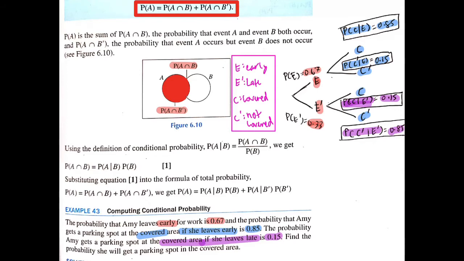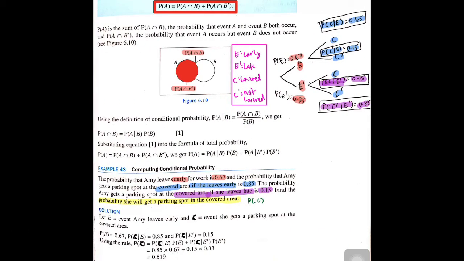Let us read what the question wants. The question wants us to find the probability that she'll get a parking spot at a covered area. So it is clear that the question wants P(C). We have two ways to solve this question. We can use the formula of the law of total probability that we just covered, or we can use the tree diagram. Personally, I like to use the tree diagram because it's easier, but let me show you both ways so that you can decide by yourself which one you prefer.